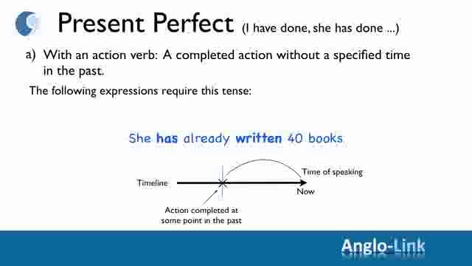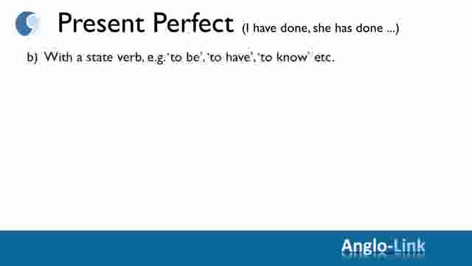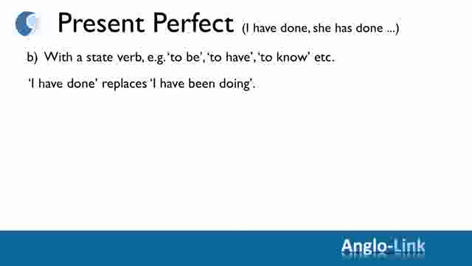Now, looking at the present perfect tense with state verbs, it's completely different. Remember that a state verb doesn't take a continuous tense. So, with the state verb, the present perfect has replaced the present perfect continuous. Which means that with state verbs, the present perfect shows a state that continues from the past to the present.